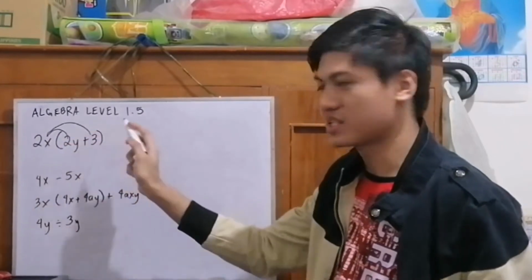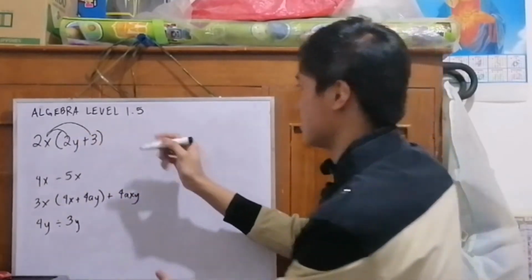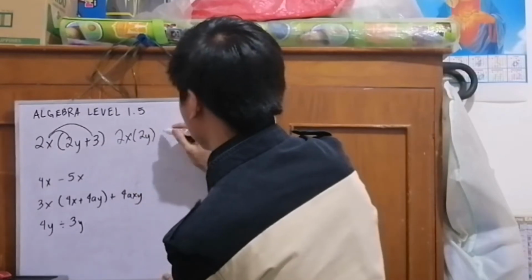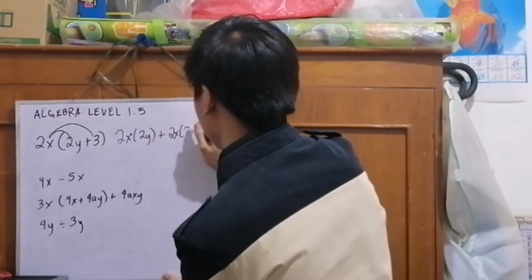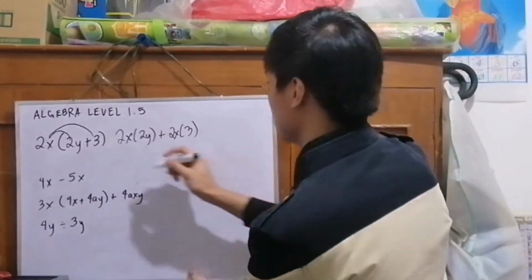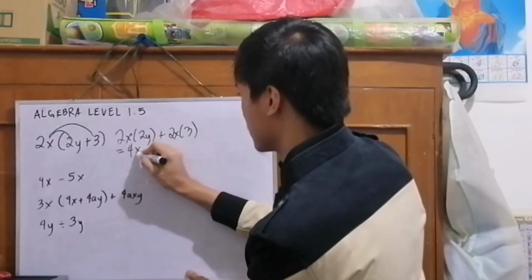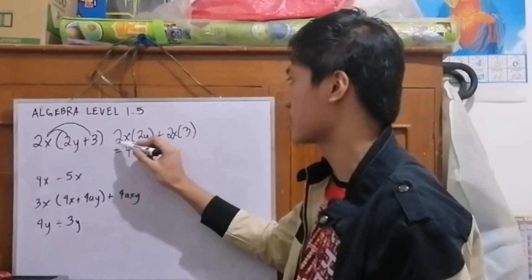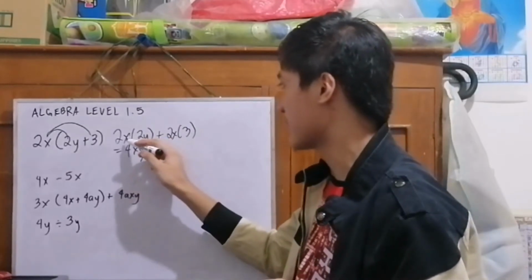Alright. Now, since 2y is first inside the parentheses, we're going to first multiply 2x by 2y, and then 2x multiplied by 3. There you go, that's the outcome of distributive property. Now, for 2x multiplied by 2y, it will make us have an answer of 4xy. How did that happen? First thing to do, multiply the coefficients first. 2 multiplied by 2, and that is 4. Then, multiply the variables. We have x and y.